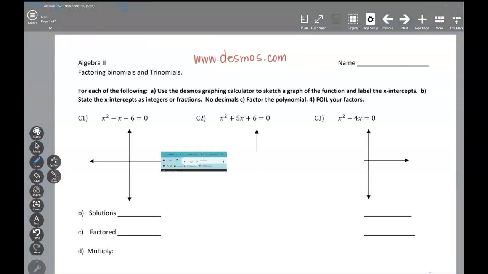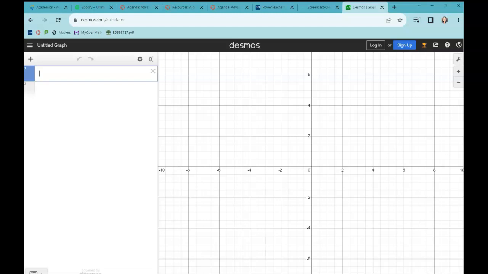So it should look like this. You do not need to log in or sign up. We're just going to be using this calculator for today.